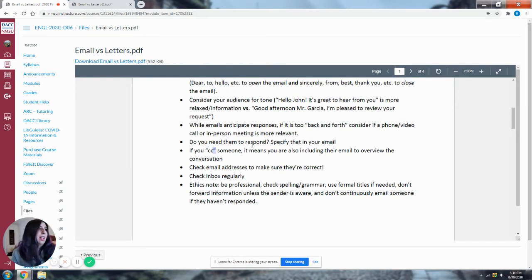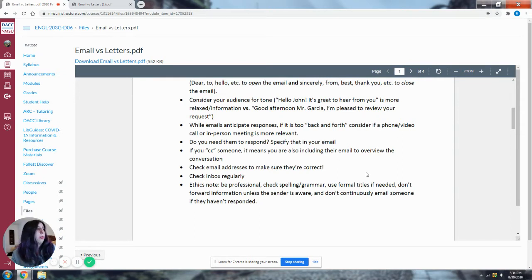So check it regularly. Ethics note, be professional. Even if you're talking to a friend in an email, because if it's in a workplace, if you're being obnoxious and offensive, somebody else can get a hold of that email. So even if you're talking to a friend, there's a way to be professional, but also be a little less formal in tone. Like I said here with, hello, John, it's great to hear from you. It's not offensive, but it's to somebody you're closer to.